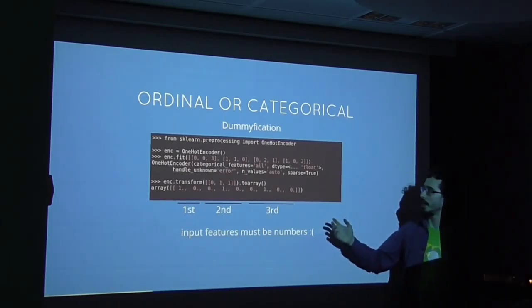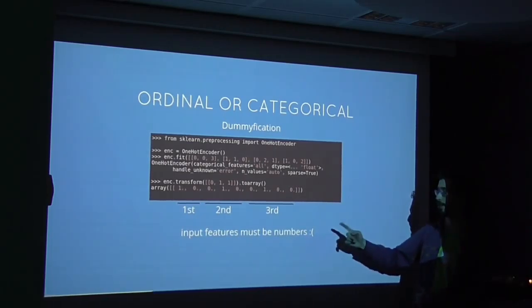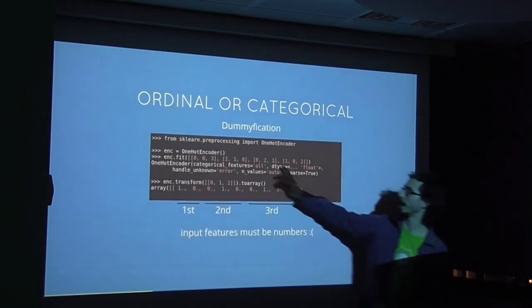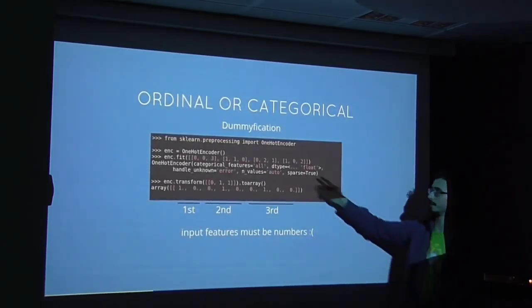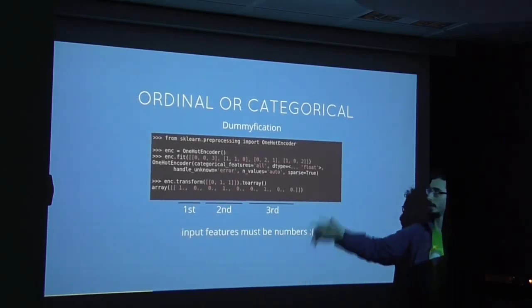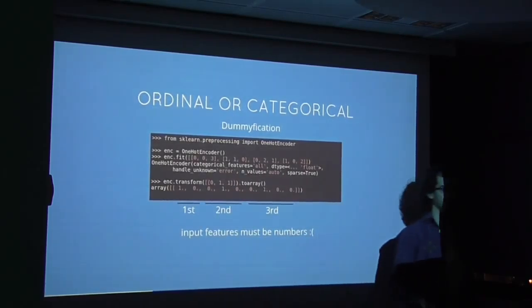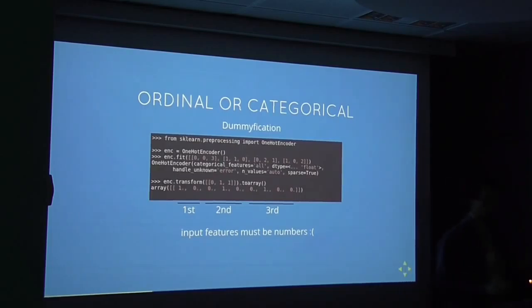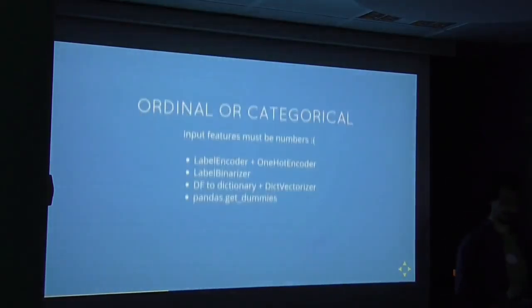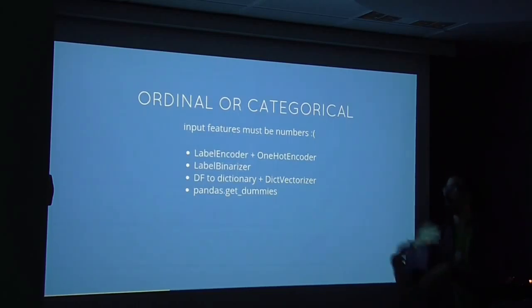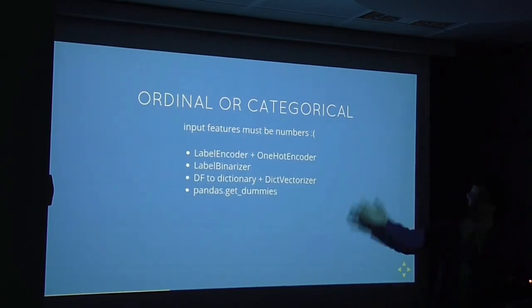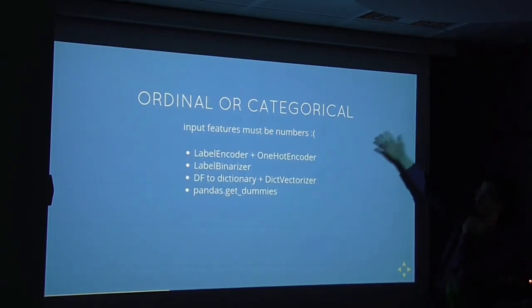The problem with this is that the input features must be numbers. You see here we already have numbers. We don't have names like Madrid or Bilbao. They need to be numbers, and actually the one hot encoder doesn't accept string values. So you need to do some preprocessing before fitting to the one hot encoder. There are different ways to do this.